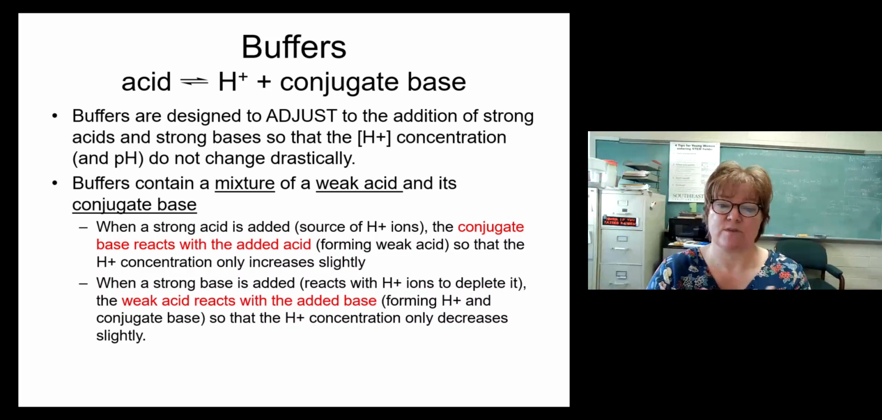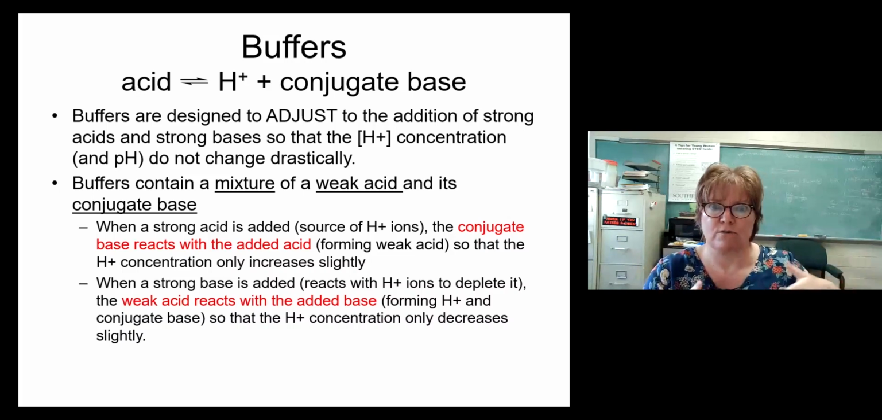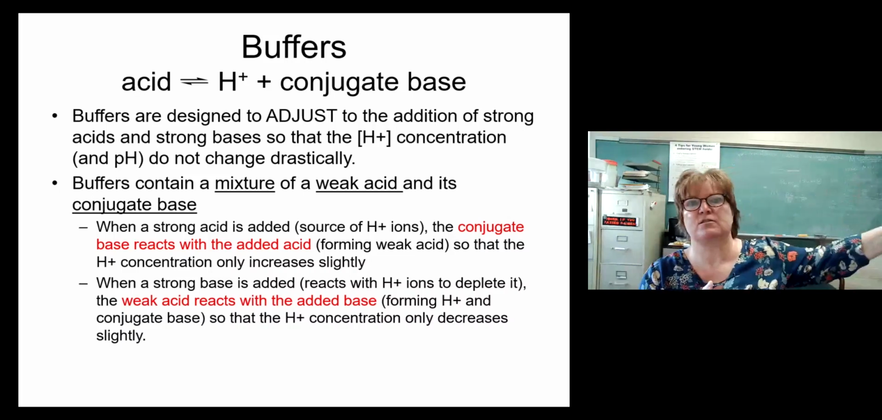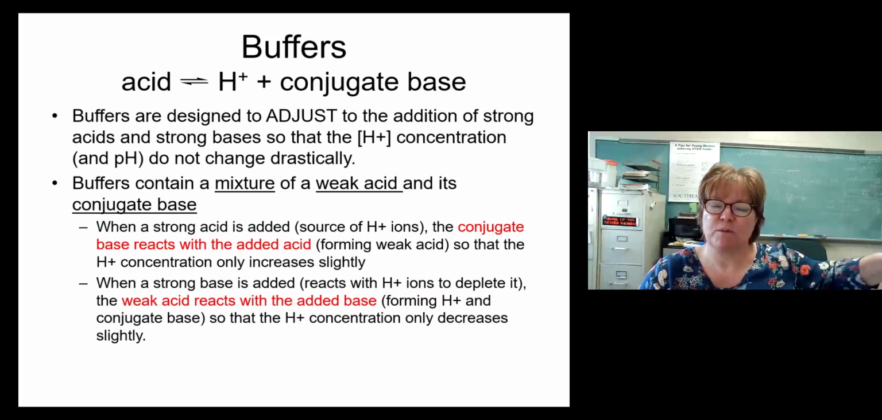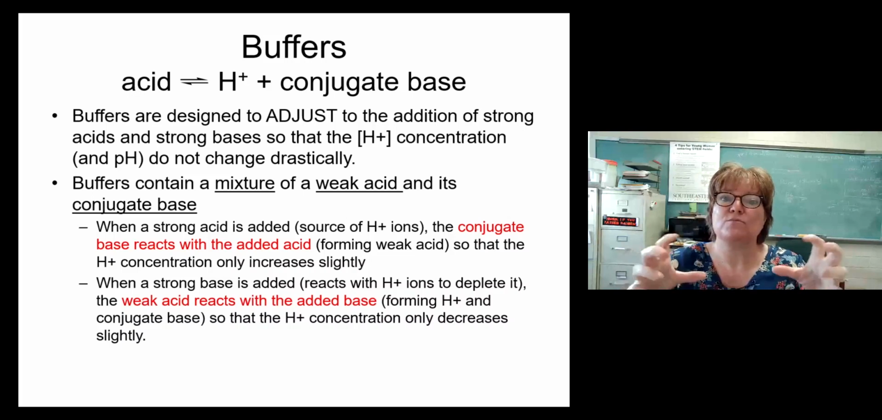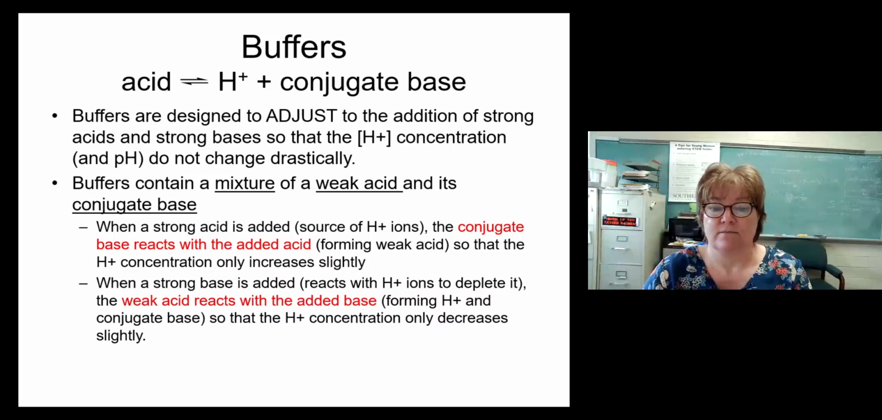And it's also this mixture of a weak acid and its conjugate base. So how does that affect how it adjusts to pH? If a strong acid is added, it can react with the conjugate base that's already present. So rather than the H plus concentration shooting up, it doesn't, because that H plus reacts with the conjugate base, which sort of absorbs it. Then I just have a little bit of change. It will get more acidic, but just by a little bit.